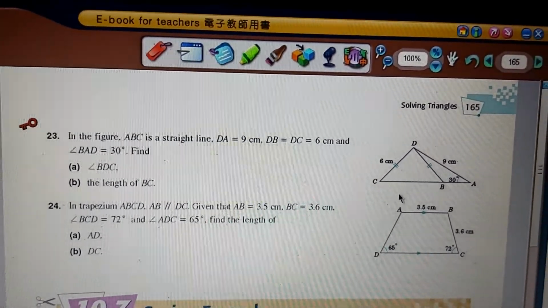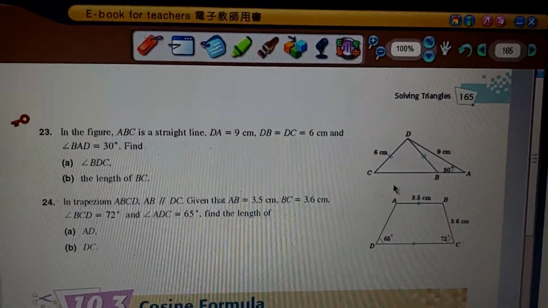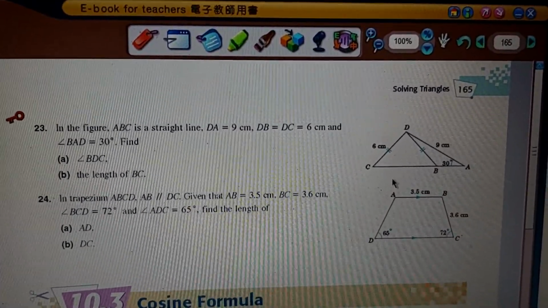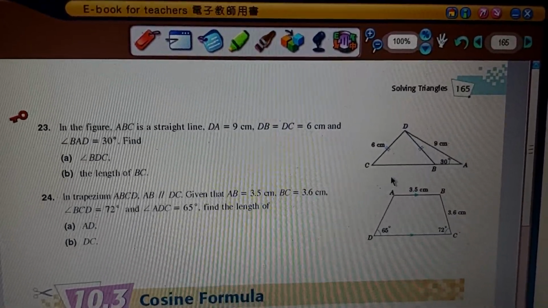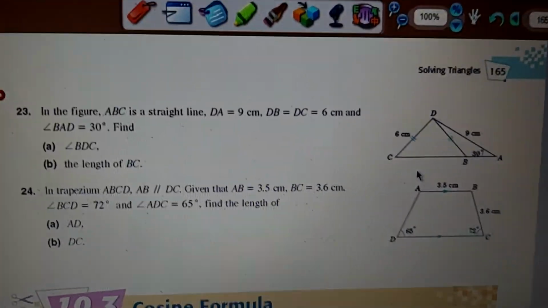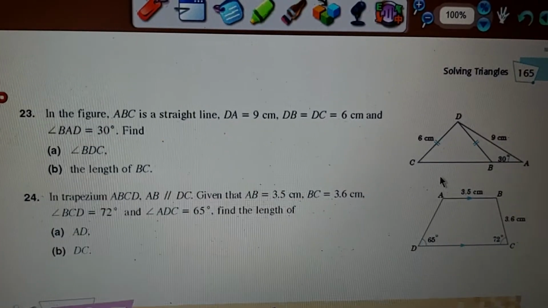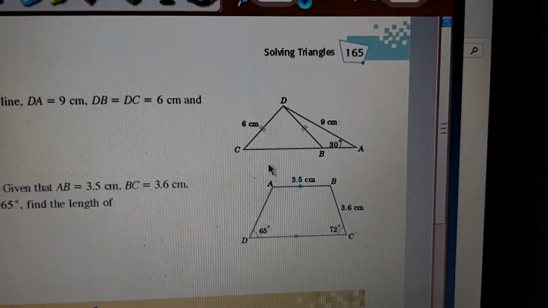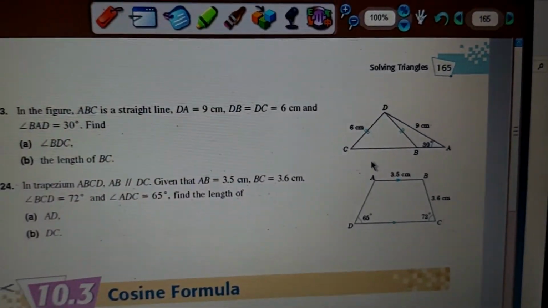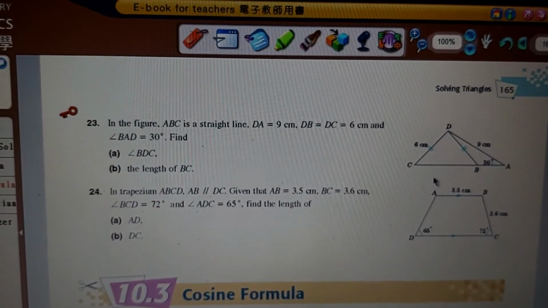Okay, second question. This is a trapezium. So according to this information, find the length of AD and DC. So I will give you the answer in the next section.